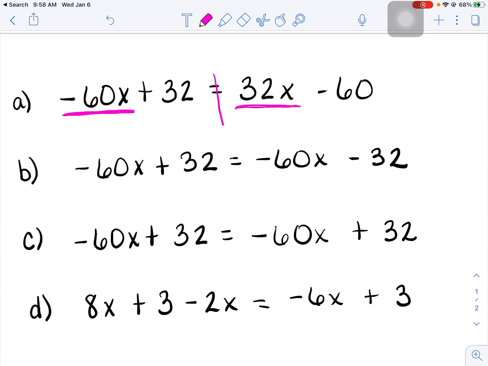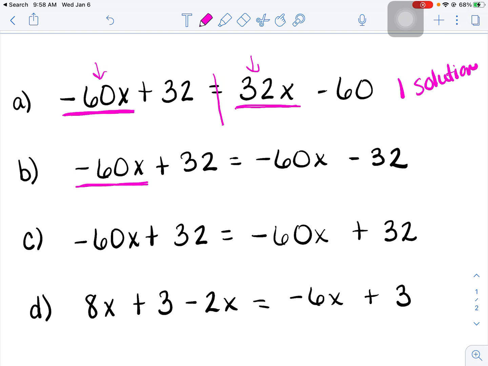If they are different, meaning they're not going to cancel out when we move them. We have one that's a negative, one that's a positive, so we know immediately they wouldn't cancel out when we move them. They have different coefficients. This is a negative 60, and this is a positive 32. We know this is a one solution. Immediately we know that. That's all we have to look at. So let's look at B.